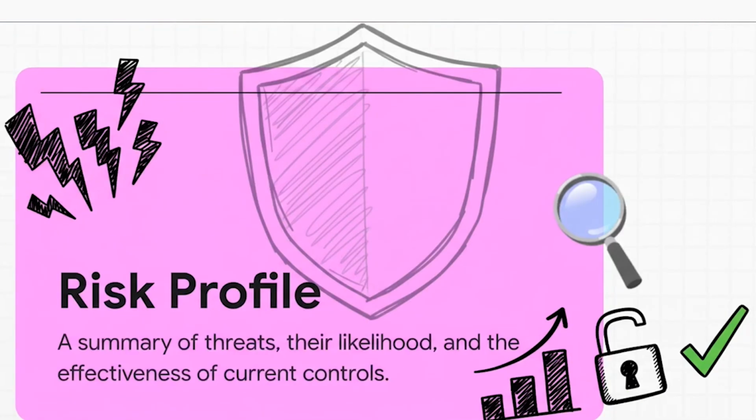Let's break it down. It's basically a formal summary that does three key things. It names your threats. It figures out how likely they are to happen. And this is the most important part. It checks how good your current safety measures actually are. It's like your entire safety strategy all boiled down into one powerful document.